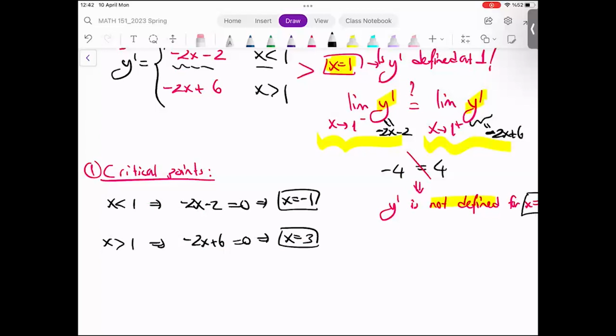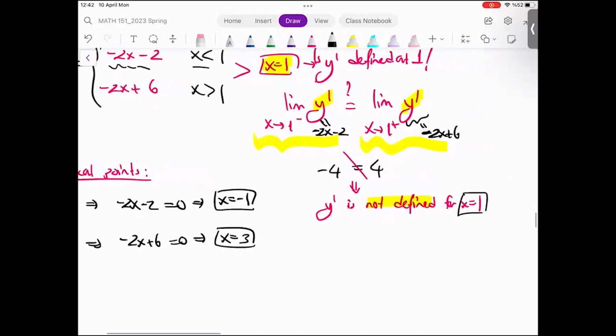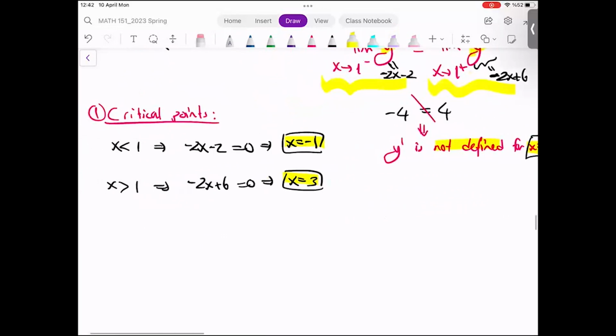There is also one more thing that you should check to make a complete list of critical points. Is there any point where the first derivative is undefined? Yeah, we find that at x equals 1, the first derivative is undefined. So x equals 1 is also a critical point, okay? So we have 3 critical points here.